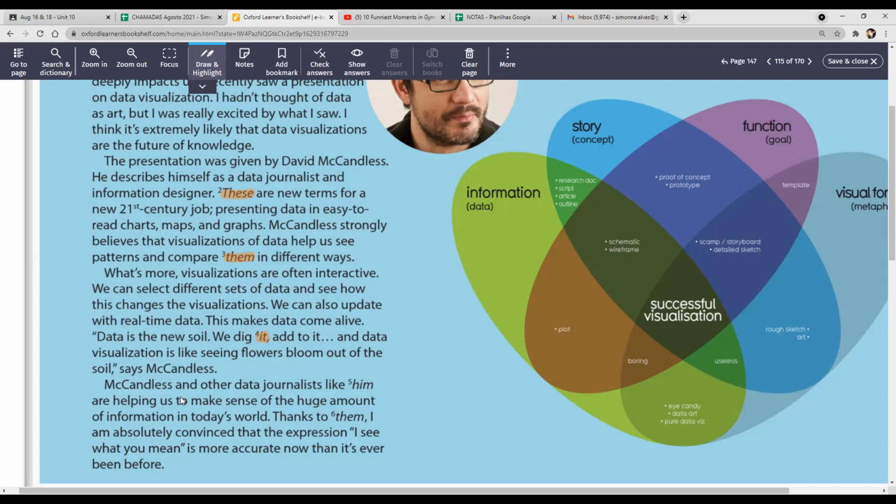And then number 5. McCandless and other data journalists like him are helping us to make sense of the huge amount of information in today's world. So what does him stand for? McCandless. Yes, exactly. Okay. Very good. And number 6. Thanks to them, I am absolutely convinced that the expression "I see what you mean" is more accurate now than it's ever been before.